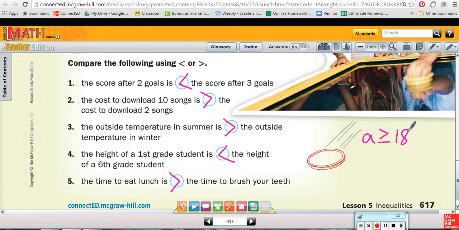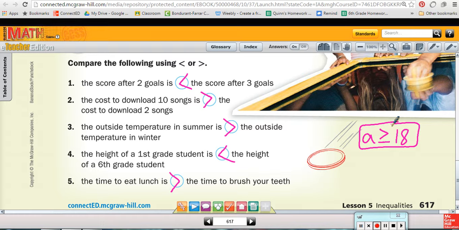So somebody who's 90 has the right to vote. Somebody who's 18 has the right to vote. Somebody who's 17 does not have the right to vote. So this is a practical inequality. Can you think of any other situations where you might see something like an inequality?